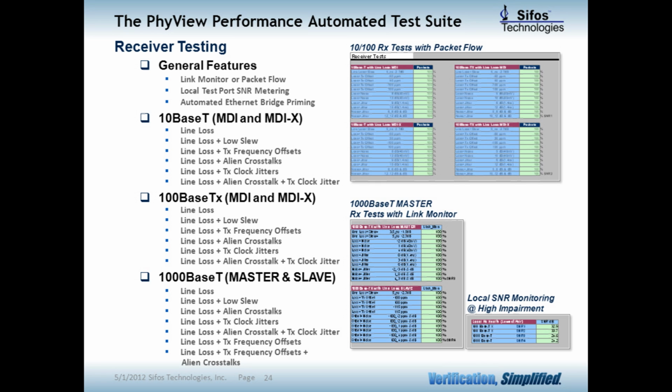Impairments always include worst-case line loss and then combine in varying degrees of alien crosstalk, timing offset, timing jitter according to the link rate. Generally, 100% readings of link stability or packet flow indicate good headroom to the IEEE 802.3 specified performance levels. 1000 base T receivers are tested both in master and slave timing modes with scaled impairments that are appropriate to each of these modes. Local SNR monitoring is especially important for 1000 base T receiver testing since impairments must be applied bidirectionally.